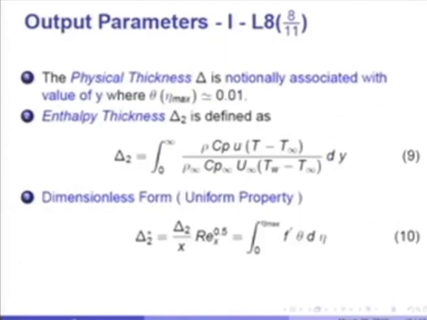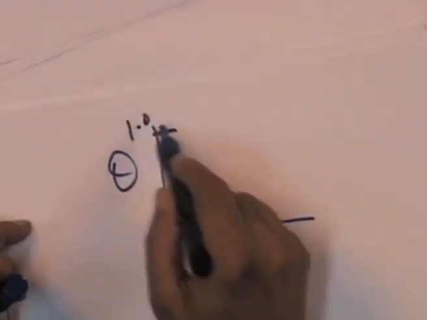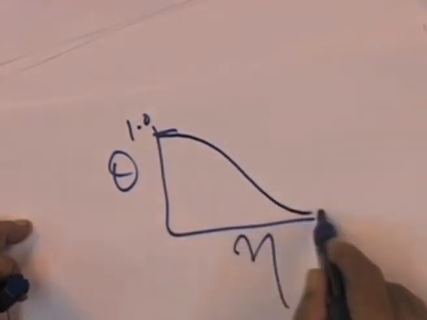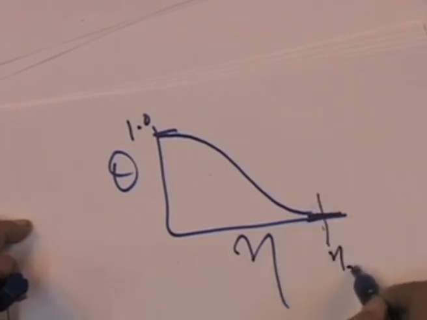When the solution is obtained, we define thicknesses of the temperature boundary layer. The physical thickness delta is, remember our solution will look like this: theta versus eta. At the wall it will be 1, and we expect the solution to go something like this, with a 0 boundary condition at eta equal to some eta max.